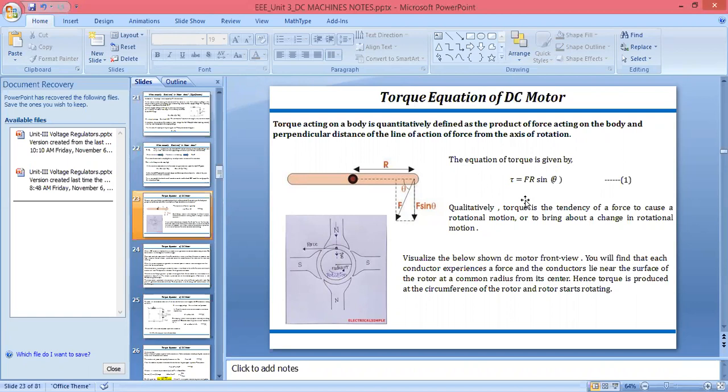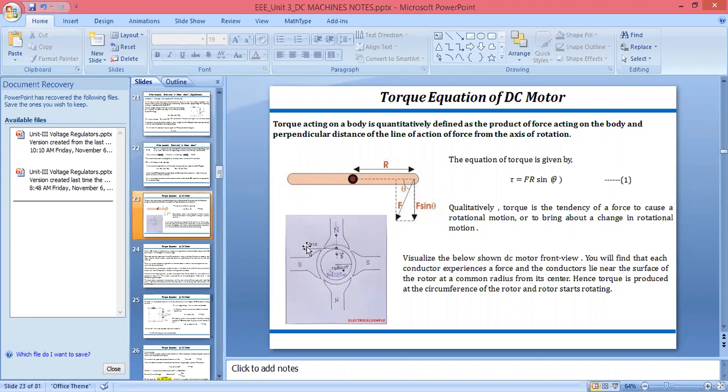Visualize the below shown DC motor front view. If you see the front view of the DC motor, you will find that each conductor experiences a force. These are nothing but the conductors, the outer side of the circle, the armature winding, because we are using the armature as a conductor. So we can say that the armature will experience a force, and the conductor, that is nothing but the armature, will lie near the surface of the rotor at a common radius from its center. We are taking that as a radius.